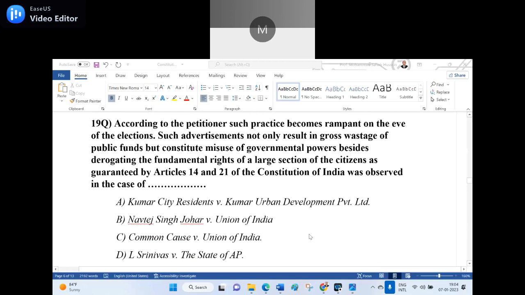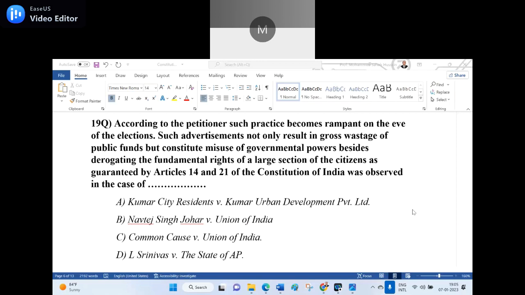According to the petitioner, such a practice becomes rampant on the eve of the election. Such advertisement not only results in a gross wastage of public funds, but constitutes misuse of governmental powers, besides derogating the fundamental rights of a large section of citizens as guaranteed by Articles 14 and 21 of the Constitution of India. This was observed in the case of: A, Kumar City Residents versus Kumar Urban Development Private Limited. B, Navtej Singh Johar versus Union of India. C, Common Cause versus Union of India. D, L. Srinivas versus the State of AP.